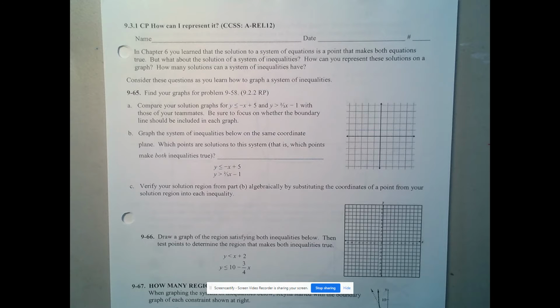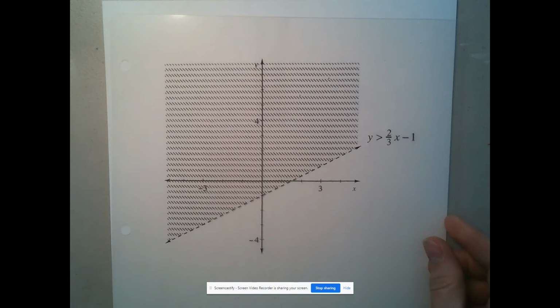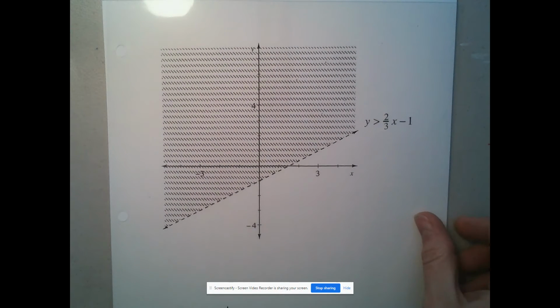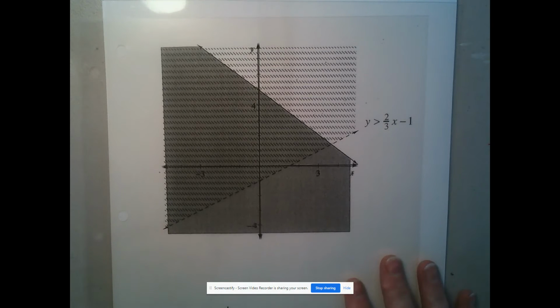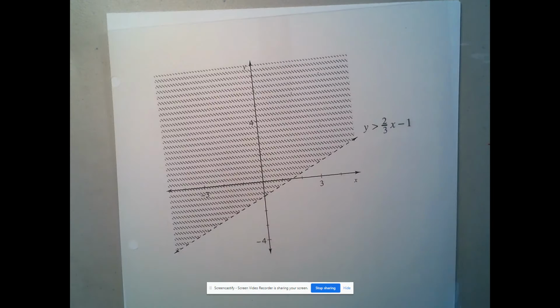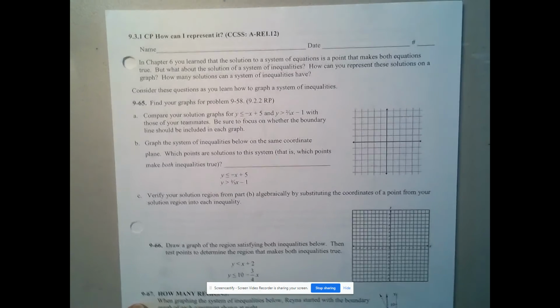Find your graphs from problem 9-58. So you had 2 graphs, and I'm going to put them up on the screen, and those graphs were here and here. Those 2 individual inequalities had their own solution sets. And what we're looking at is the solution to a system of inequalities. So what if we graphed both of them on the same coordinates and made a double overlapping section? That double overlapping section is where your solutions will lie. So what we're going to do on the actual notes sheet is graph that system of inequalities.